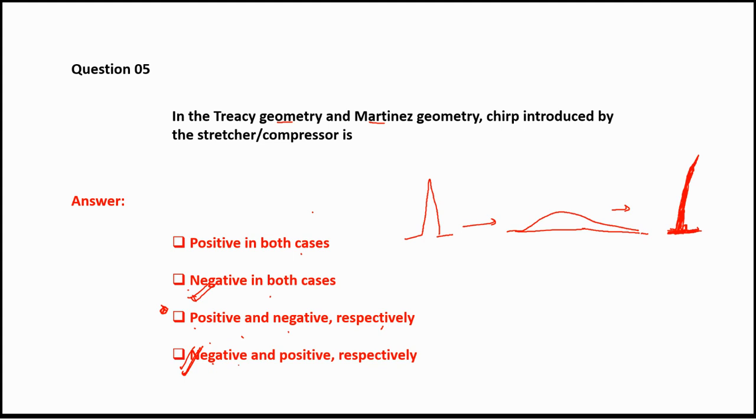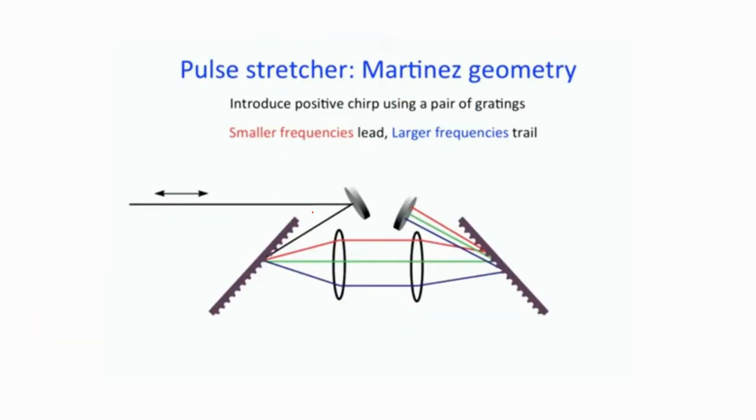Now going to Martinez geometry. How is it different from the 3C geometry? And when it works as a stretcher or a compressor, how does the chirp change? So basically here the arrangement is quite different from the one. First of all, you can say this is somewhat opposite to that of the initial 3C geometry. So when you introduce a light beam, this is a reflecting mirror, and these mirrors are generally totally reflecting mirrors.